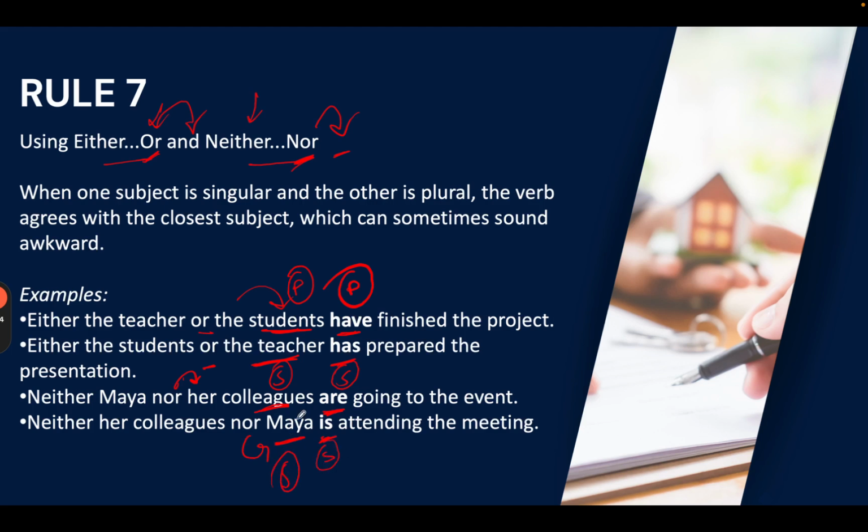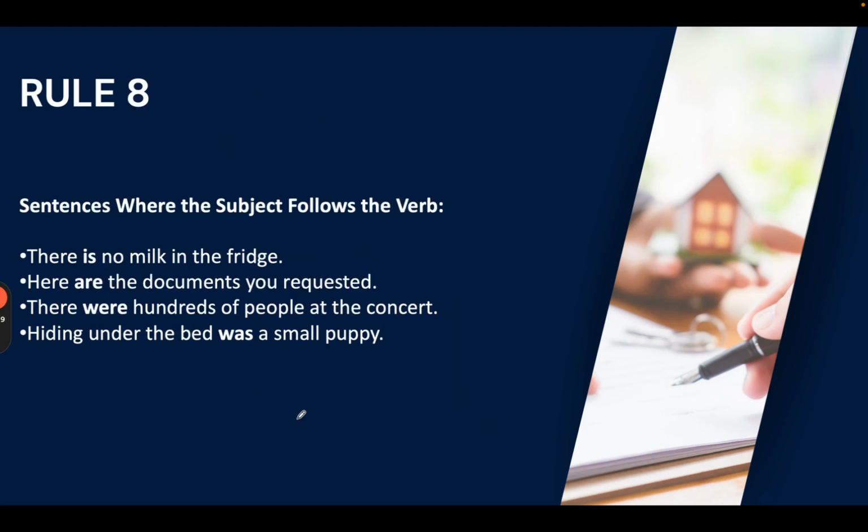So when it comes to either-or, neither-nor, whatever is there after "either" or "neither" doesn't matter. You have to really focus on what's given after "or" and "nor," right? That information is going to tell you what the form of your verb should be. Let's move on to the next rule now. Sentences where the subject follows the verb.